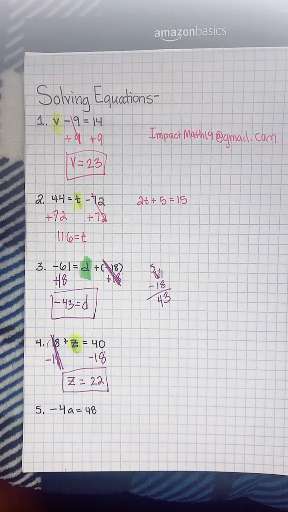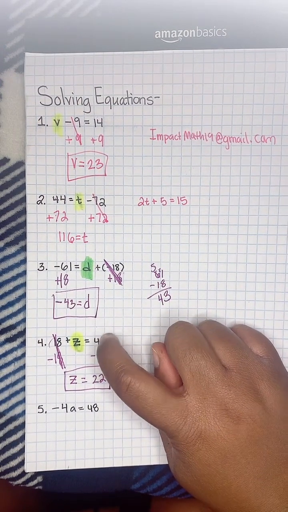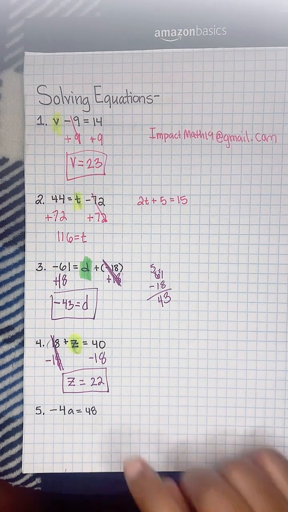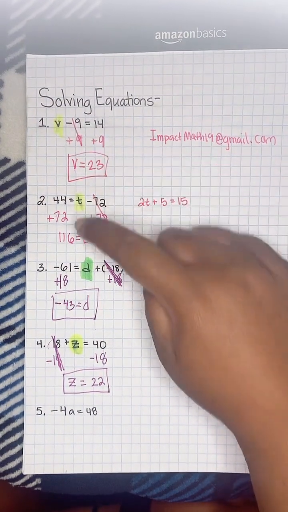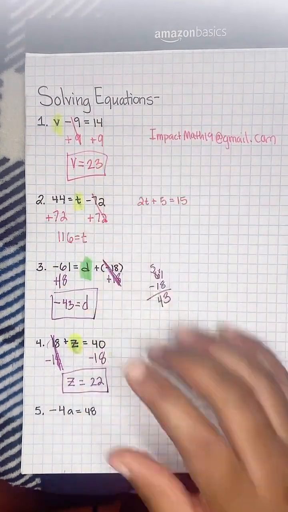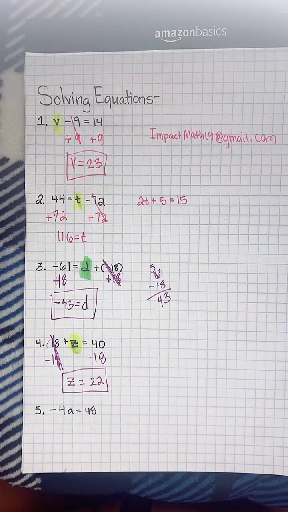No negative. It's positive 22 because which number's bigger? 40. And since the 40 is positive, that's the operation that has to go with it. Good. All right. So what we've been doing is the opposite of addition and subtraction. That's what we've been doing for the first 4 problems. Now, how do we solve number 5?